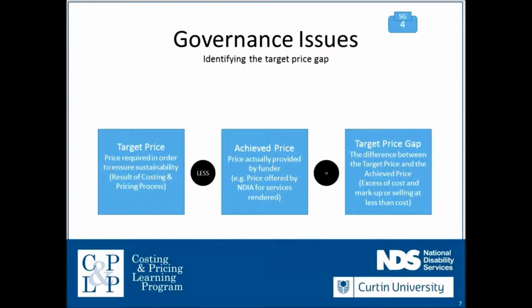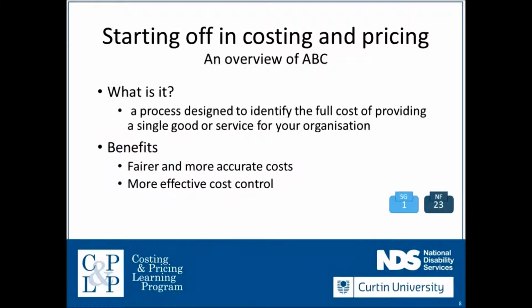Therefore, all of the work that we do in costing and pricing revolves around the identification of a target price, the identification of that achieved price, and the calculation of the target price gap. Once you know the target price gap for each type of service you provide, you're in a position to start to strategize to ensure sustainability. But let's have a look at ABC costing before we go any further.